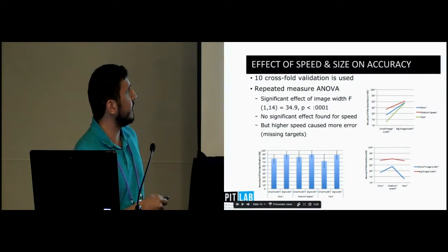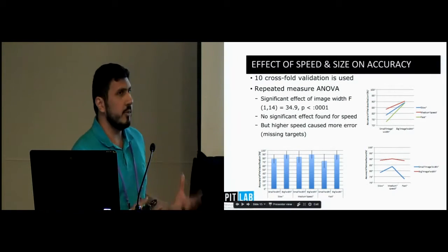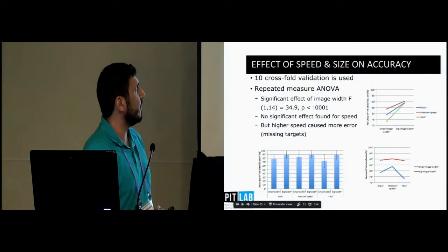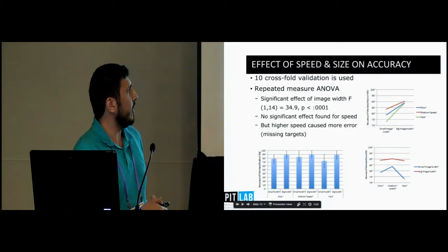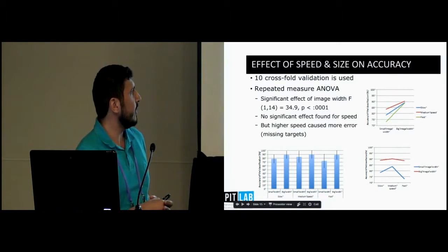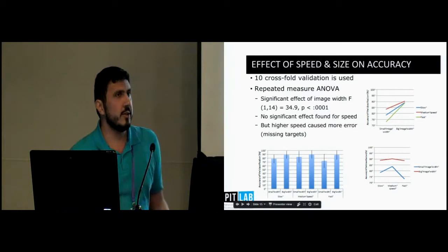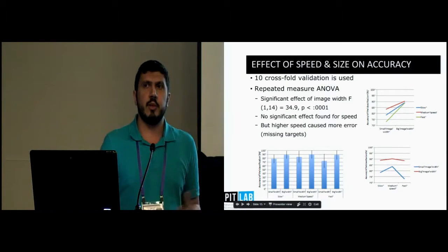By looking at the graphs here, we can see that the bigger images resulted in higher accuracy, and that was significant. However, although we did not find any significant results for speed, it was obvious that the faster the images move, the lower the accuracy is.